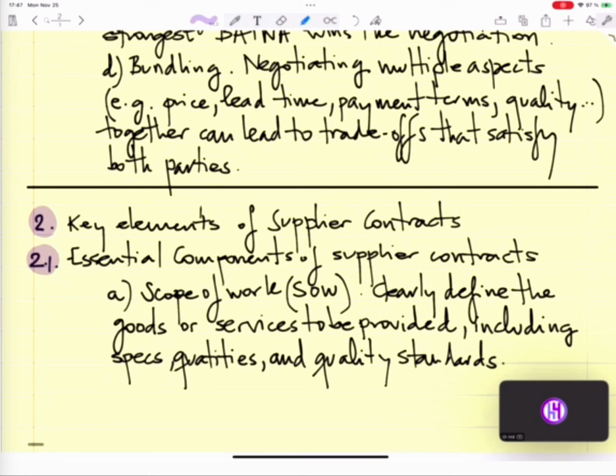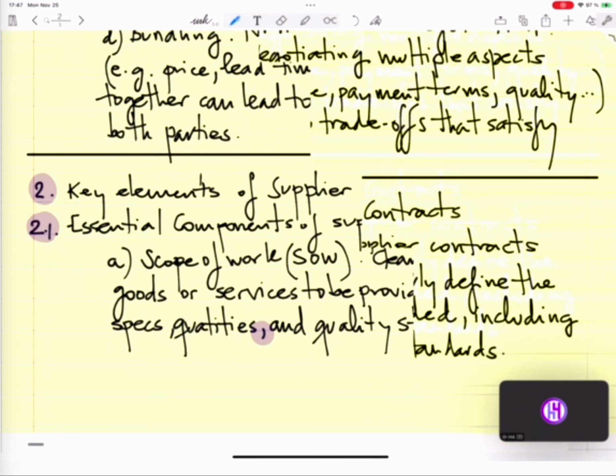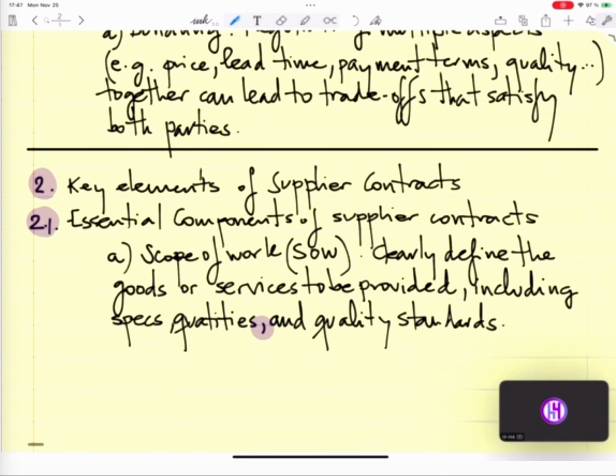Remember, this comma is called the Oxford comma, means that the list is not closed, okay? Remember that.